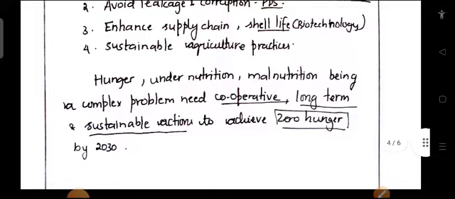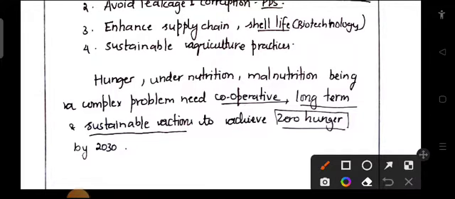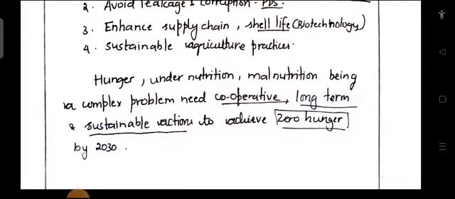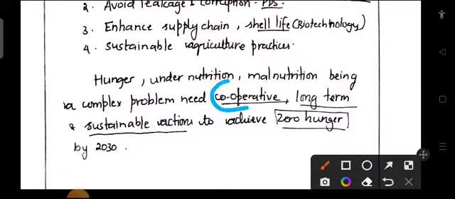Now, how can we conclude? Hunger, undernutrition, and malnutrition being a complex problem need cooperative, long-term, and sustainable action to achieve zero hunger by 2030. So if we need to achieve zero hunger by 2030, that is 8 years down the line, we need to adopt cooperative, long-term, and sustainable action. Thank you.